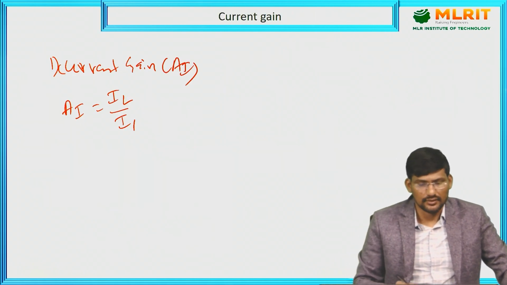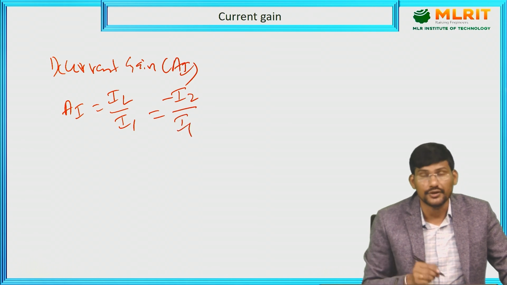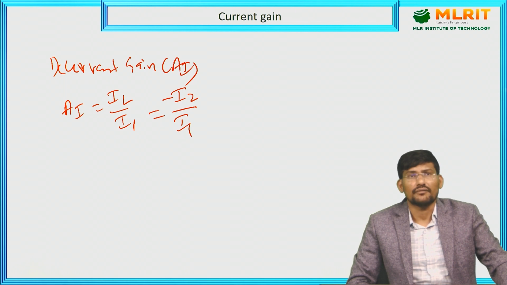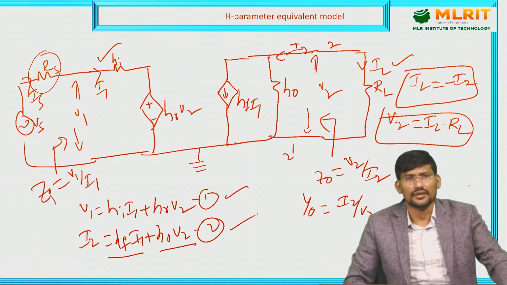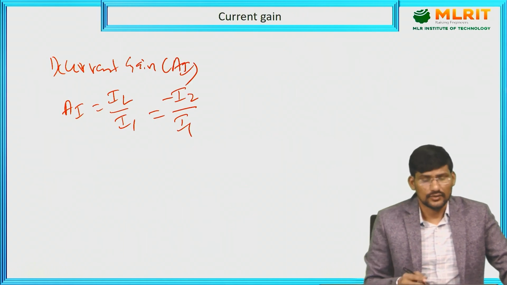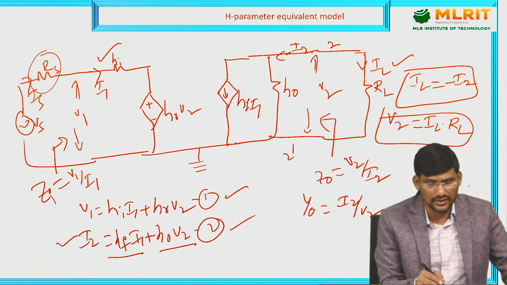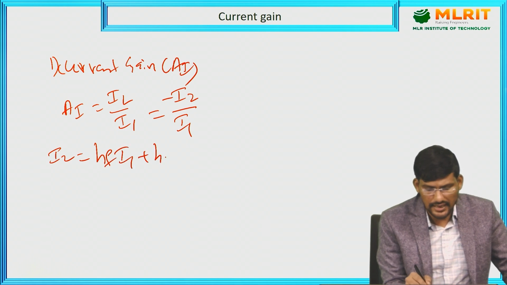Now coming to the current gain expression, IL by I1, both are flowing in opposite directions. As I said, instead of IL we can consider minus I2 by I1. Now to derive this current gain expression, we need to consider one of the H parameter equations. V1 is the first equation and the second equation is I2 is equal to HF I1 plus H0 V2. If you consider this equation, we can find the current gain. So we need to take the second equation: HF I1 plus H0 V2.